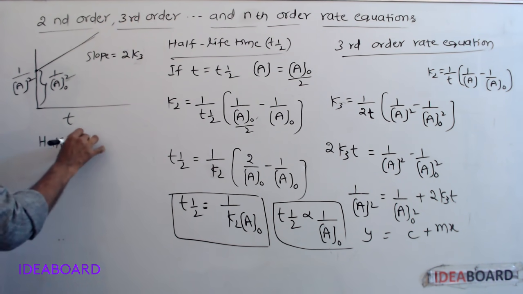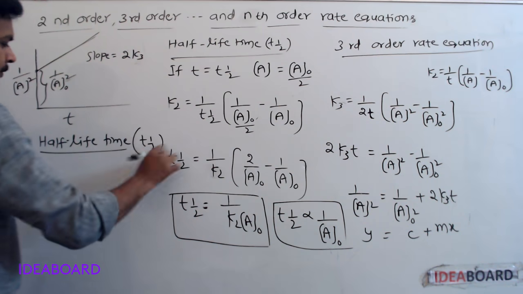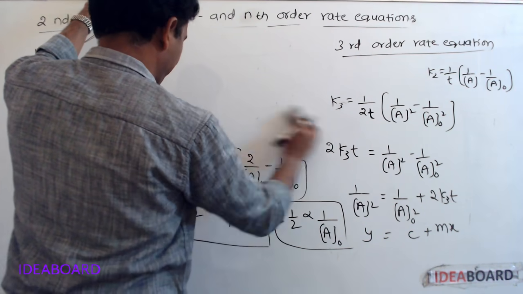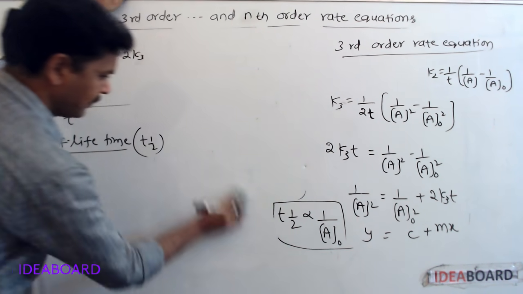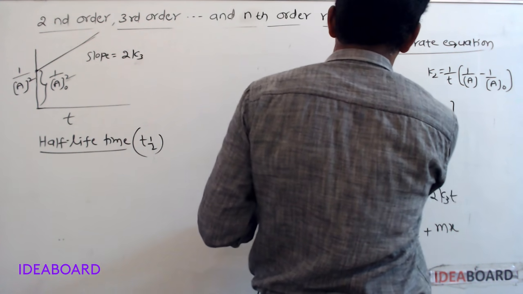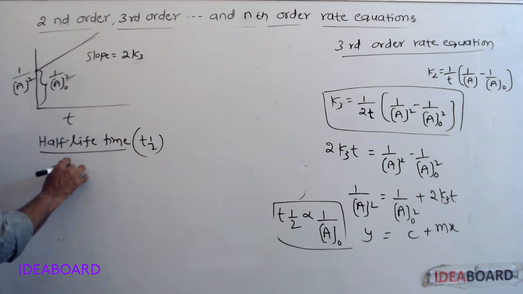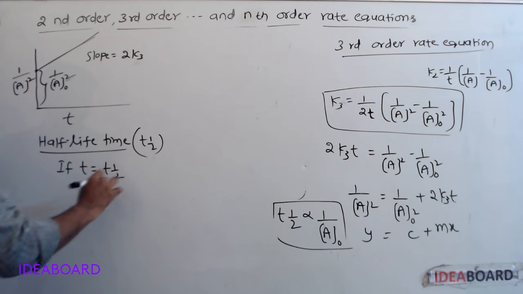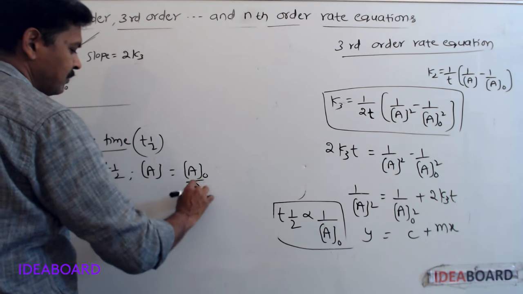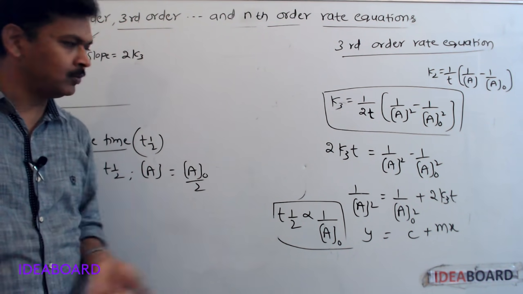Next, half-life time. For third order reaction, half-life time. This is the third order rate equation. If T is equal to T half, then A concentration is equal to A naught by 2.